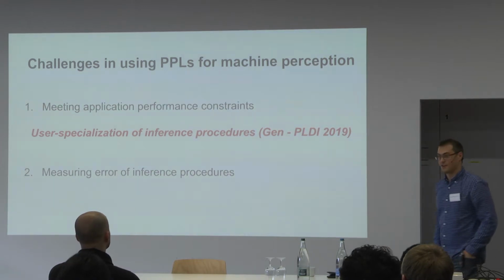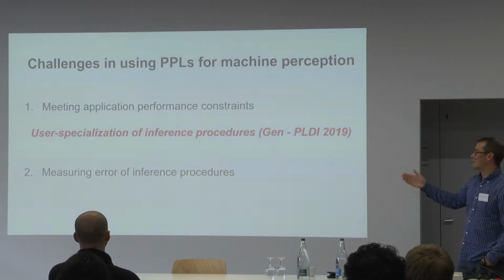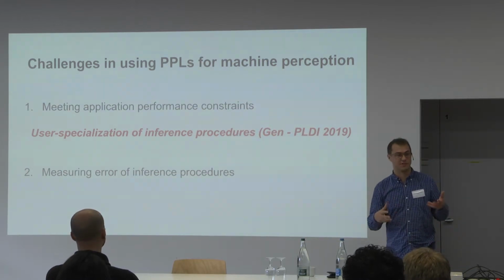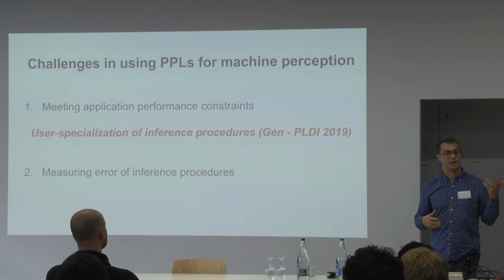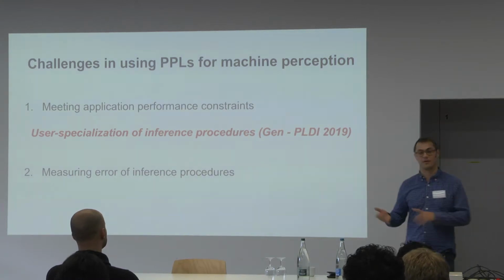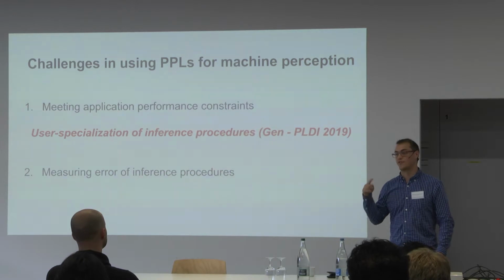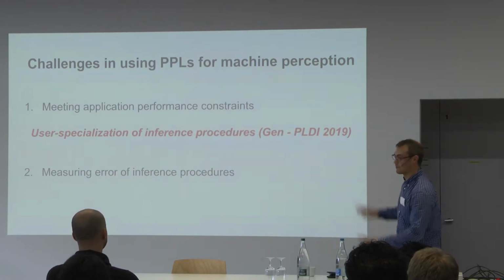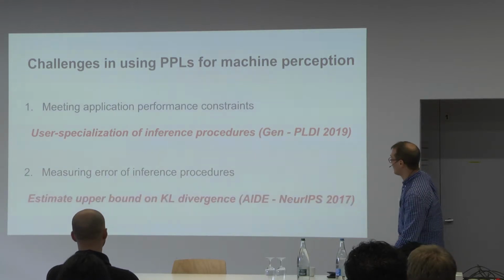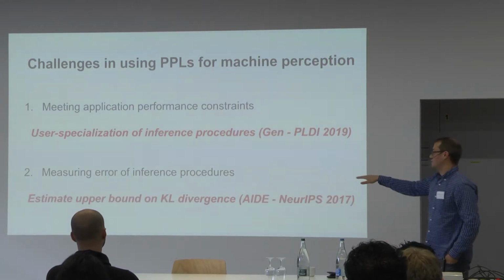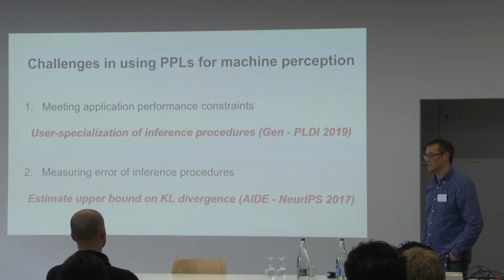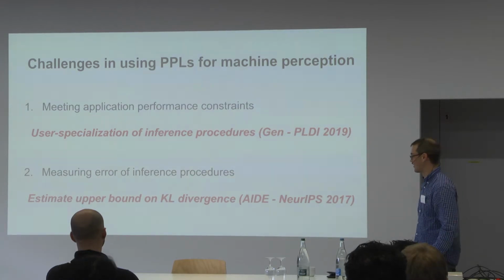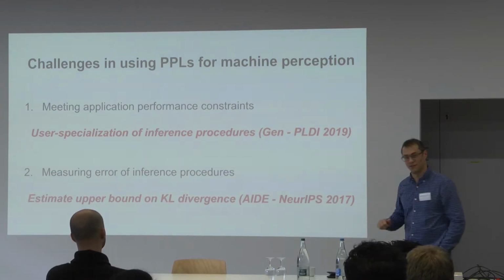And then the second part of the talk is about how we measure the error of some inference procedure. In particular, if we're in this performance-constrained domain where we're trading off error and running time or other resources, how do we make that trade-off in a rational way? So we need ways of measuring the error of our fast inference procedures. And to do that, I'll talk about some work on estimating these errors quantified using KL divergences, which we saw earlier today. This was published in NeurIPS in 2017.